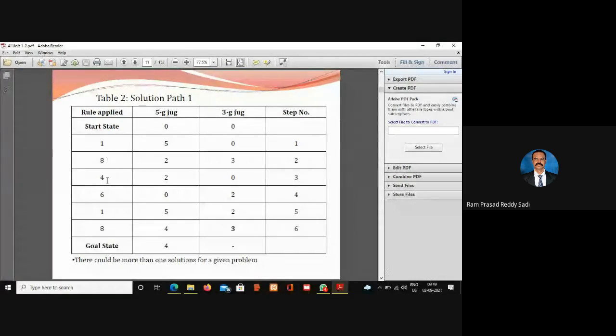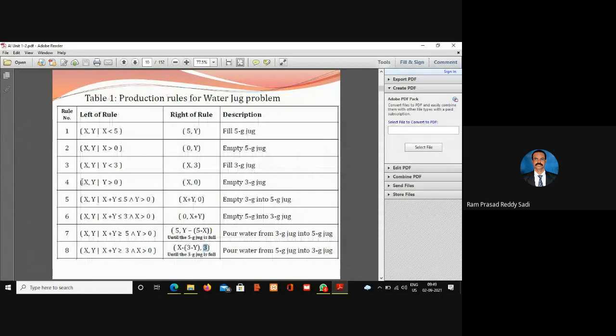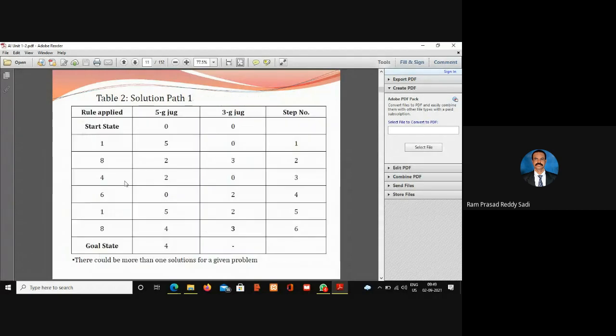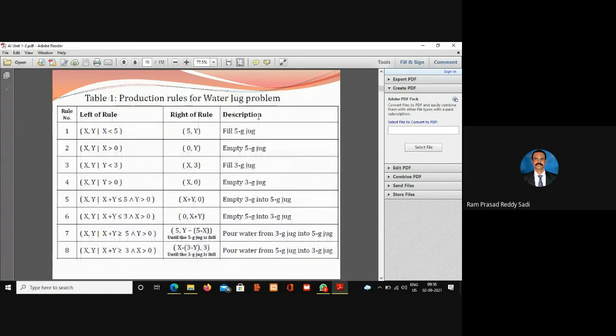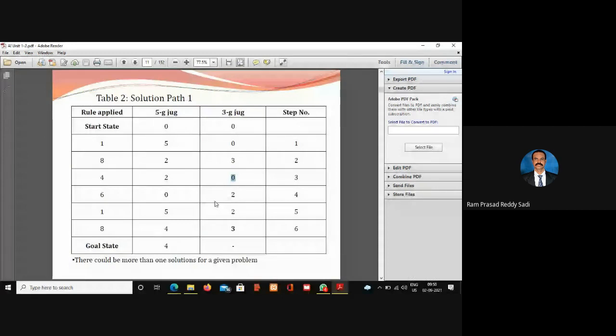And then applying the fourth rule. What is the fourth rule? (x, y) with y greater than 0 goes to (x, 0). That means you are emptying the second jug. These 3 gallons of water will now be emptied. That is step 3. Next, the sixth rule is being applied. What does the sixth rule say? You are emptying the 5-gallon jug and pouring that water into the 3-gallon jug. We are making the first jug 0, and the water that was available in the 5-gallon jug, 2 gallons, is placed in the second jug.